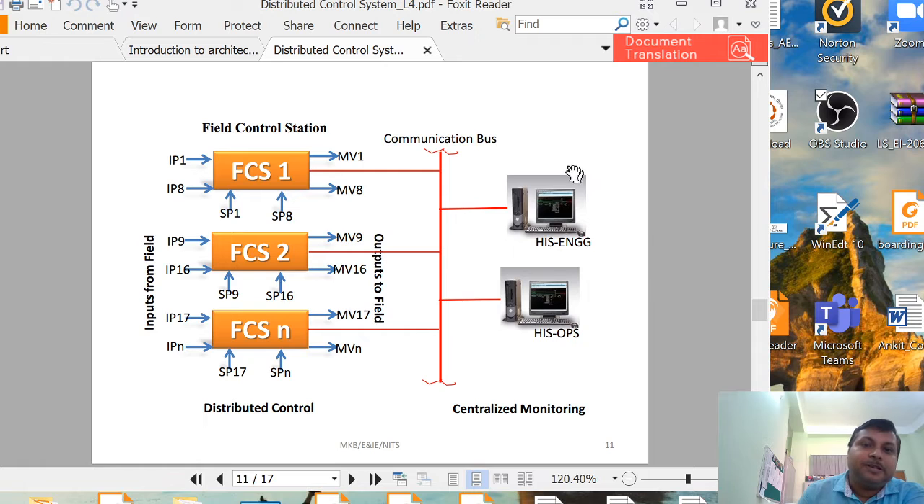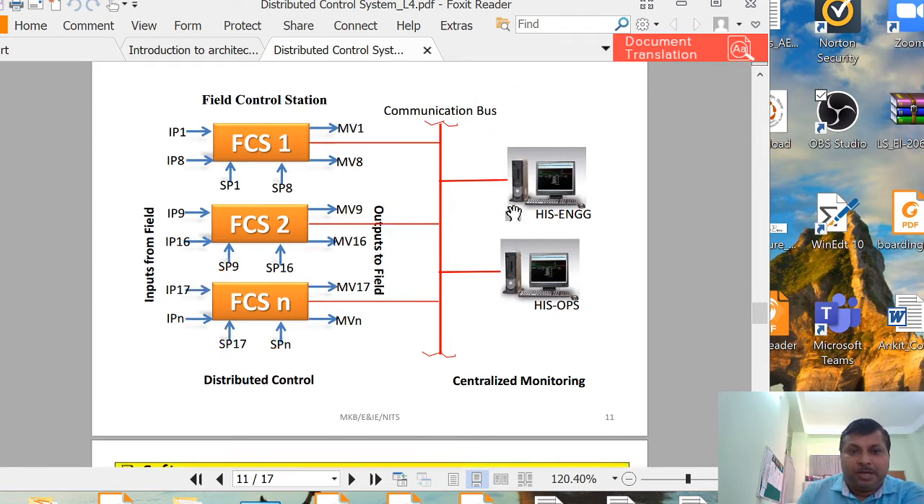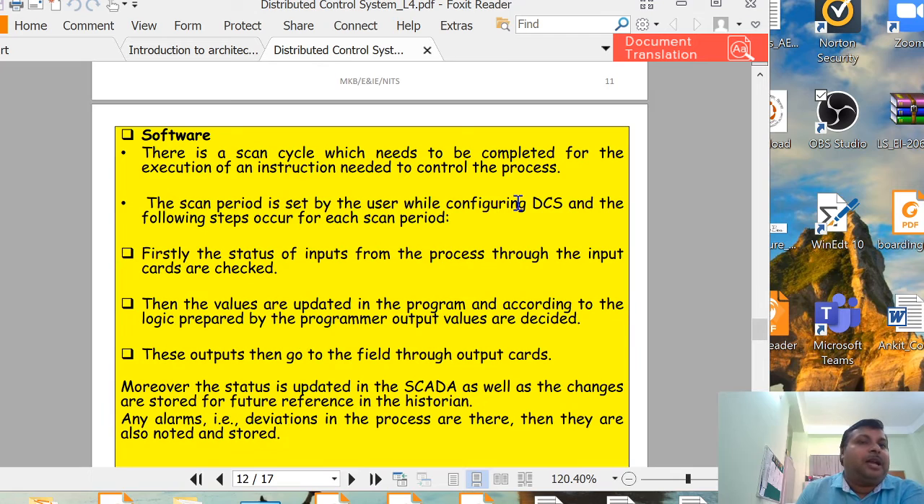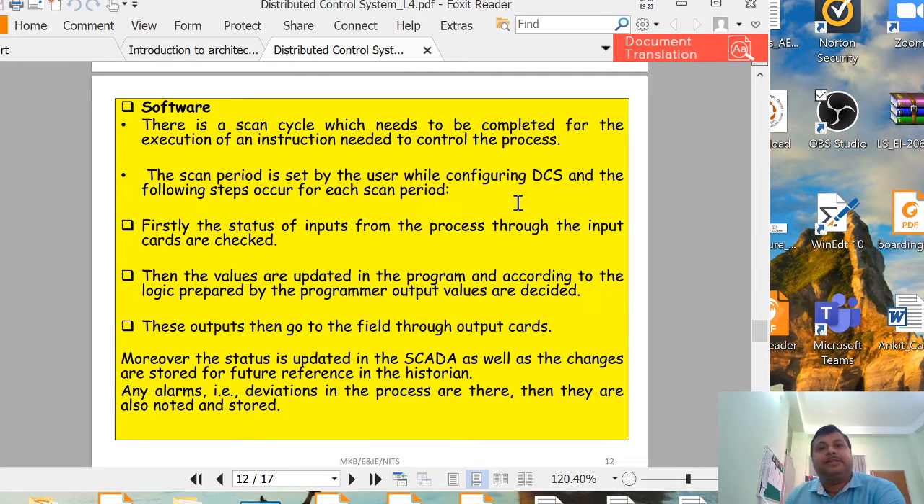Okay, so this is the human machine interface that we have, through which the monitoring can be done. Now for the software part, there is a scan cycle which needs to be completed for the execution of an instruction needed to control the process. The scan period is set by the user while configuring the DCS, and the following steps occur for each scan period.